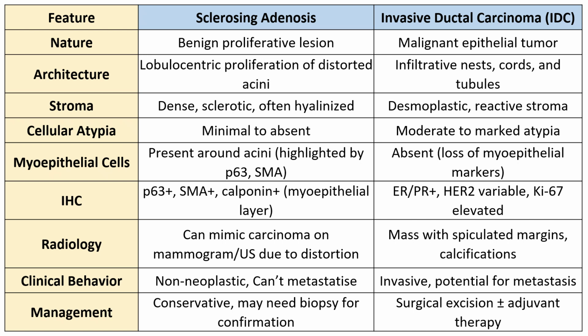Radiologically, sclerosing adenosis can mimic carcinoma on mammogram or ultrasound due to distortion of the acini, and in invasive ductal carcinoma, a mass is seen with spiculated margins and calcifications. Clinical behavior: sclerosing adenosis is a non-neoplastic lesion and it cannot metastasize, whereas invasive ductal carcinoma is invasive and it has potential for metastasis. In the management, sclerosing adenosis is managed conservatively and it may need biopsy for confirmation, whereas IDC is treated by surgical excision with or without adjuvant chemotherapy and radiotherapy.